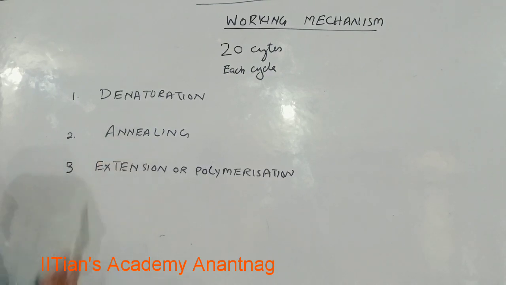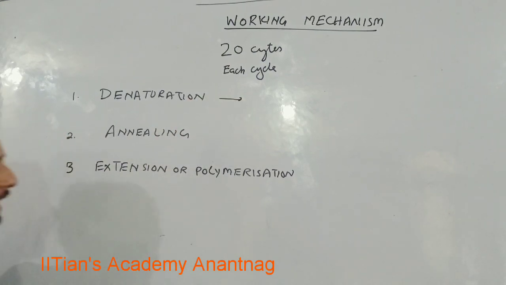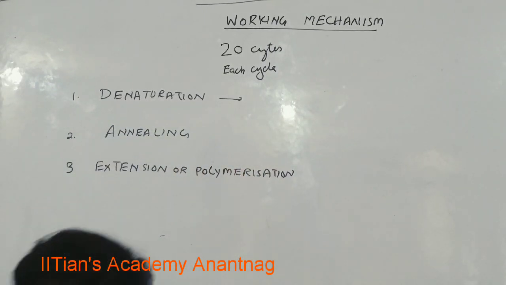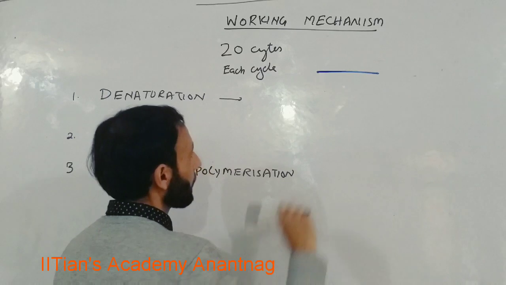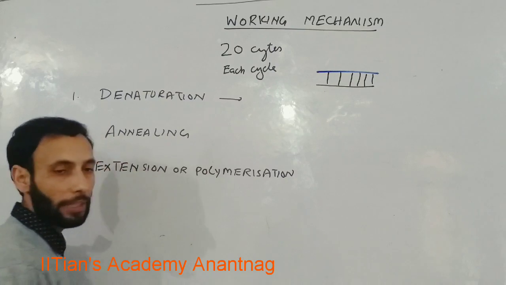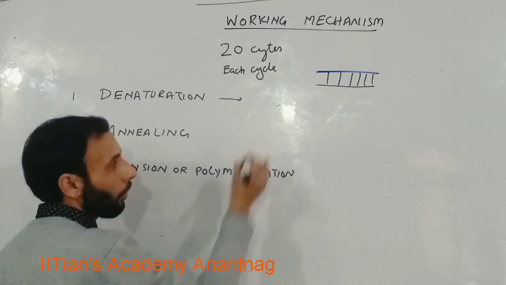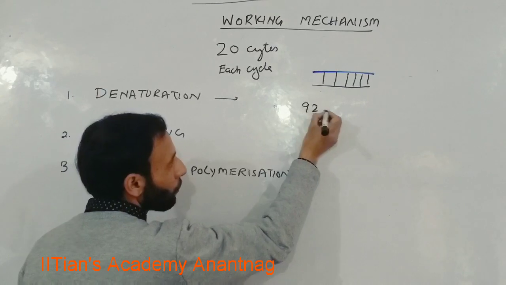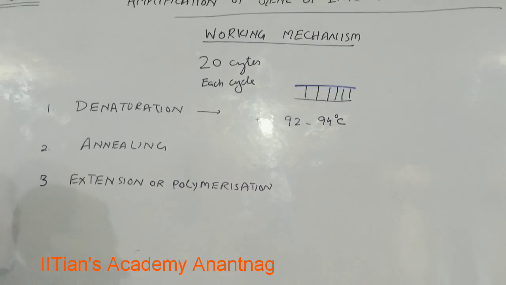First is denaturation. What denaturation means is that we subject our DNA molecule, the gene of interest, that fragment of DNA, to higher temperatures. Suppose this is the DNA molecule. We will subject it to these higher temperatures and melt this DNA. The melting of this DNA is done at a temperature of 92 to 94 degrees centigrade.